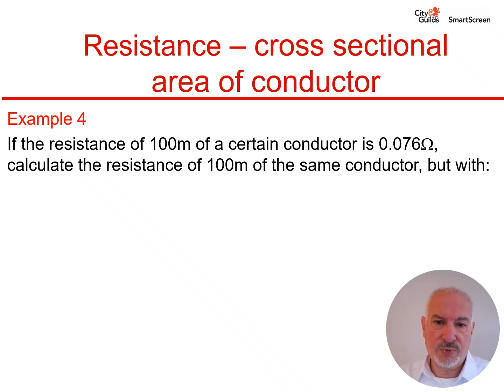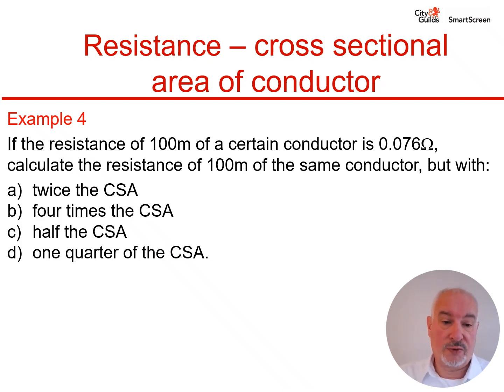So let's look at an example that puts this into practice. If the resistance of 100 meters of a certain conductor is 0.076 ohms, calculate the resistance of 100 meters of the same conductor, but with, well, we've got 4 things to do here now. A, twice the CSA, B, 4 times the CSA, C, half the CSA, and D, 1/4 of the CSA. So we're going to go through each of those stages of the question.